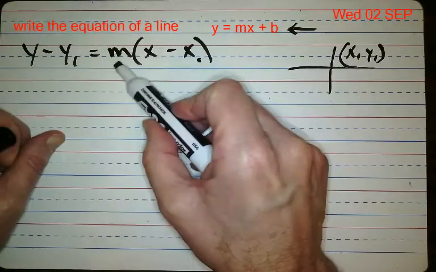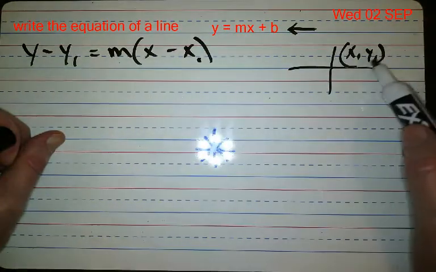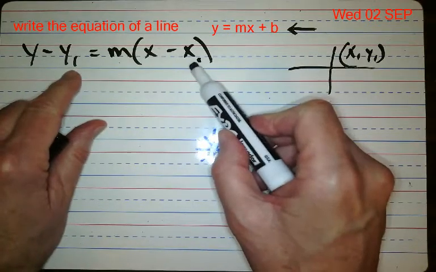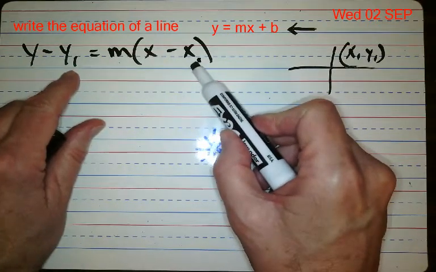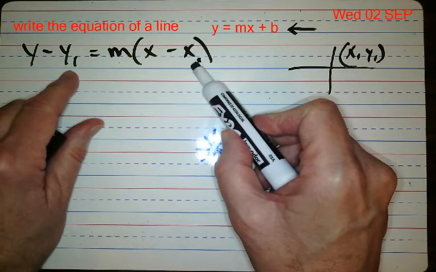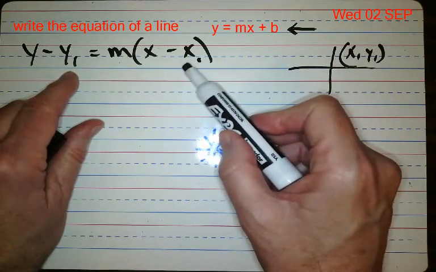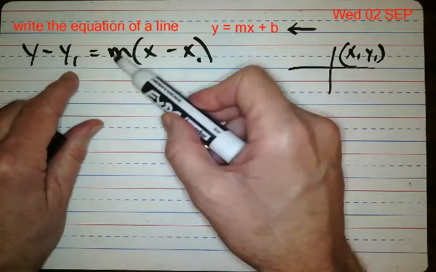And then we also know the slope. And so what we're going to do is put the numbers for the point right here and here. The x number has to go on the right, y number on the left. The only way you can mess it up is to mix those up. So we're putting those points there, and then the slope has to go in the middle.